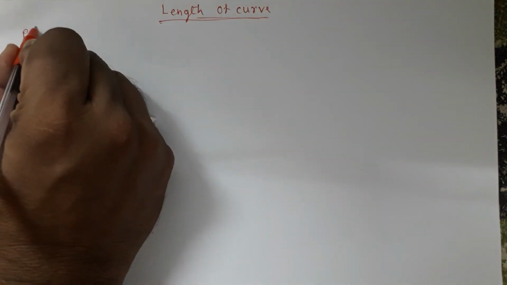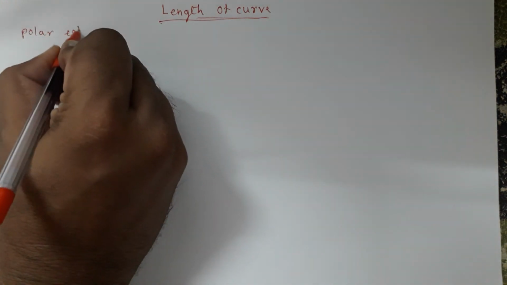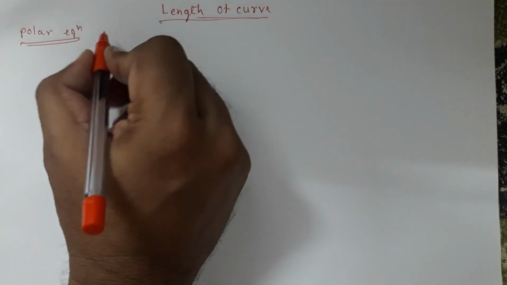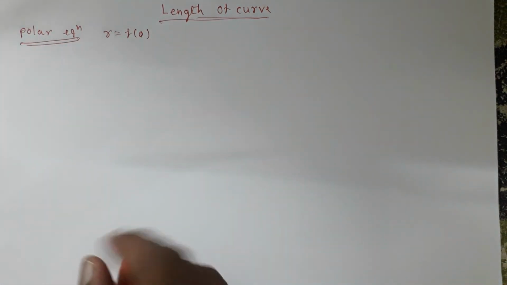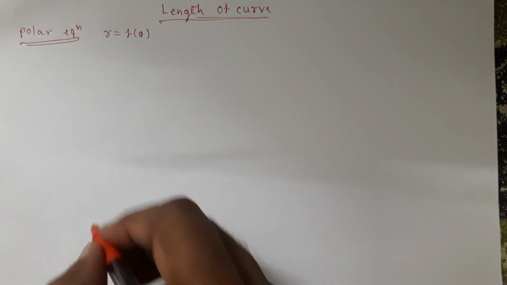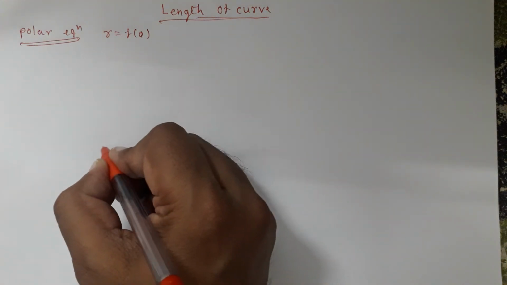Let us discuss the third case, when the curve is given by a polar equation. Polar equation of this form, r is equal to f of theta. Now let us draw the curve first. Let it be the curve.